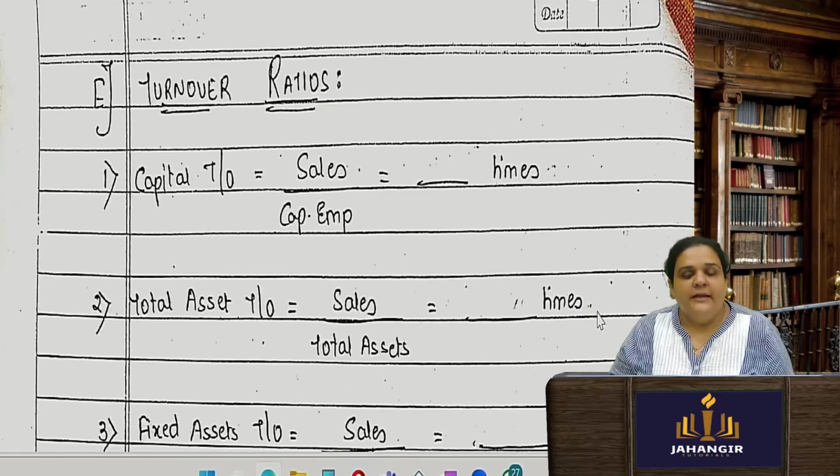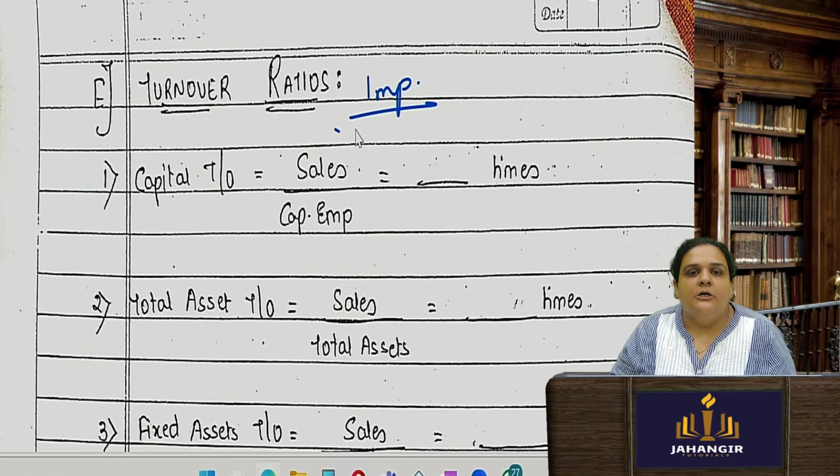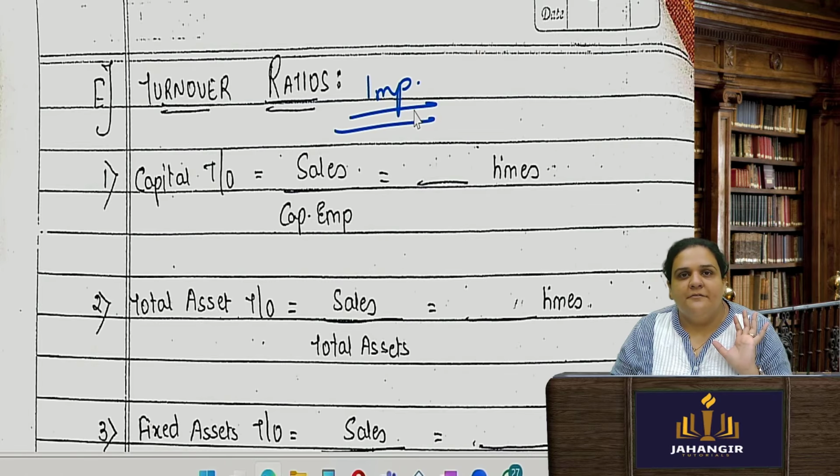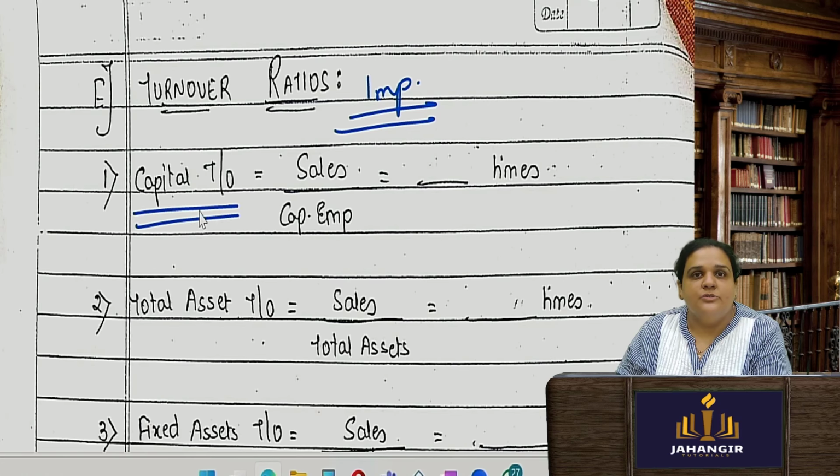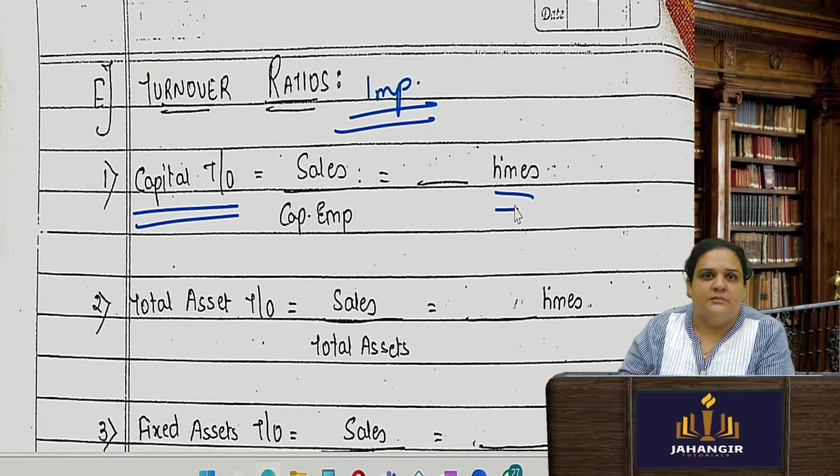Next is your turnover ratios. Important. Turnover, everything relating to your revenue and sales. Okay, revenue, sales, one and the same thing. Capital turnover ratio. In all these ratios you will find sales at the numerator. Turnover is always sales at the numerator. Capital turnover means sales upon capital employed. It will always be in times: 5 times, 4 times, 2 times.